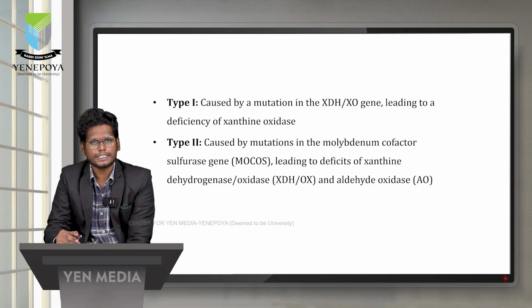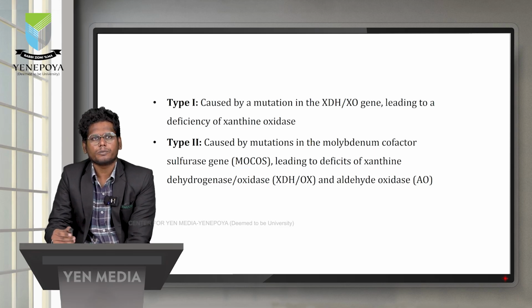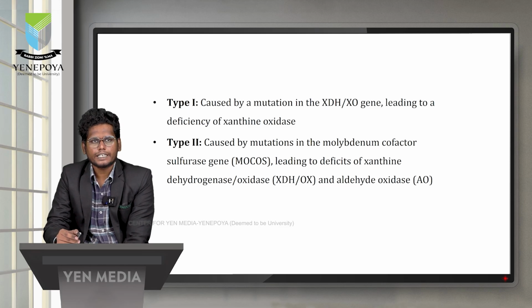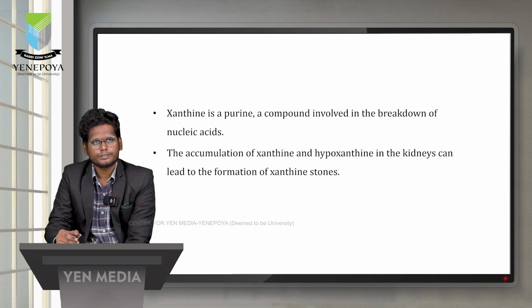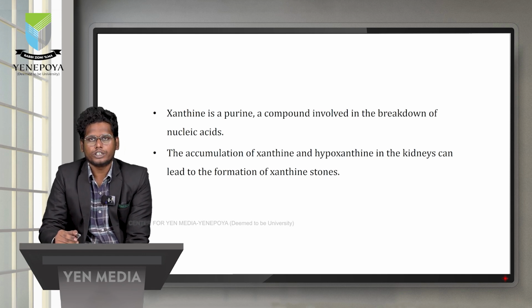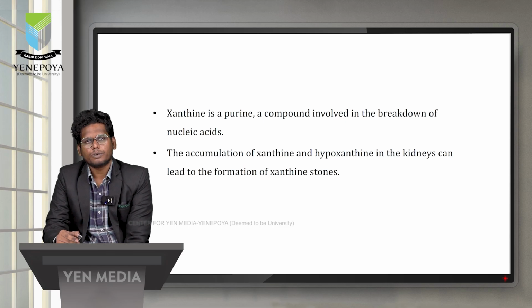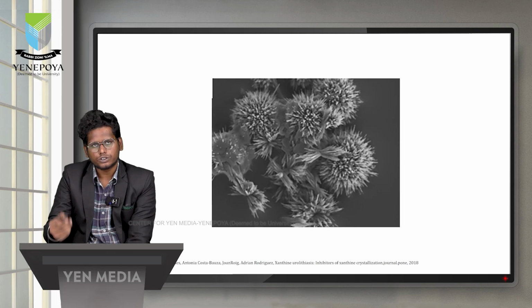So there are two types of xanthine stones. Type 1 is caused by mutation of the XDH gene, leading to a deficiency of xanthine oxidase. Then type 2 is caused by a mutation in the molybdenum cofactor sulfurase gene, MOCOS, leading to defects of xanthine dehydrogenase and aldehyde oxidase. Xanthine is a purine, a compound involved in the breakdown of nucleic acid. So the accumulation of xanthine or hypoxanthine in the kidneys can lead to the formation of xanthine stones. So this is how the xanthine stones will look like.